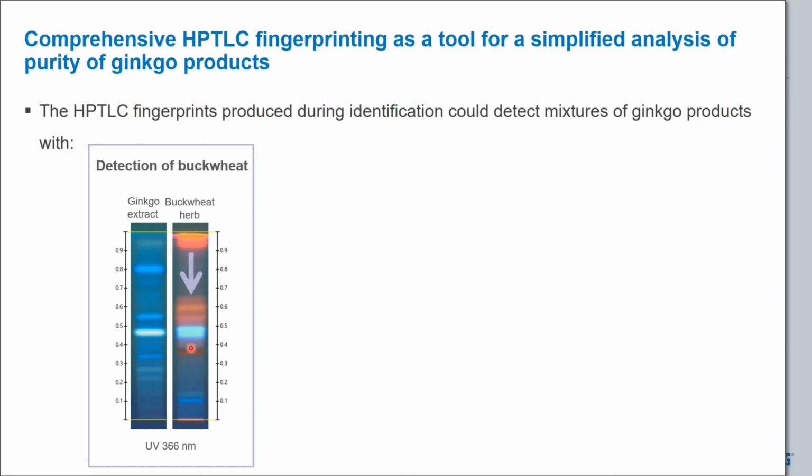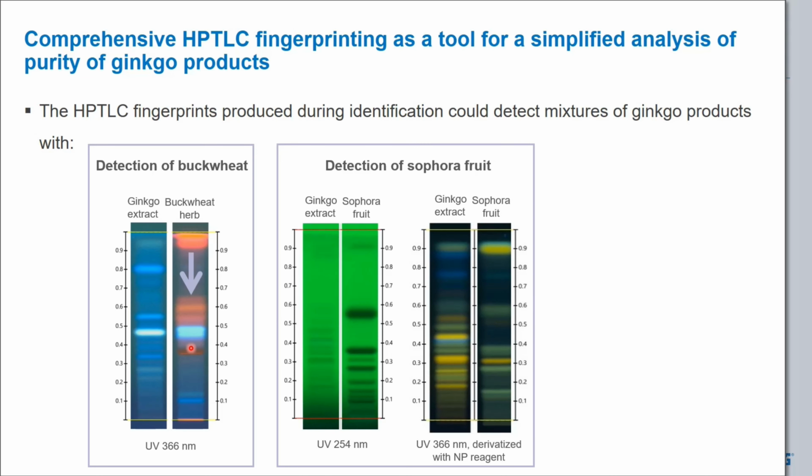Then, prior to derivatization, with the help of the fluorescent indicator in the stationary phase and exposure to UV254, UV-absorbing substances can be seen as dark quenching zones. An adulteration with Sophora fruit can be seen by intense zones at different RF positions compared to the quenching zones within the Ginkgo fingerprint.